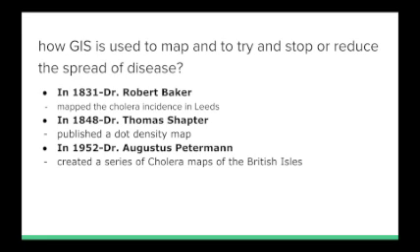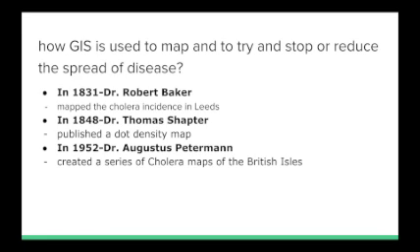In 1848, Dr. Thomas Shapter published a dot density map of 1,100 deaths from cholera in Exeter that occurred between 1832 and 1834, using different symbols for deaths occurring in different years.